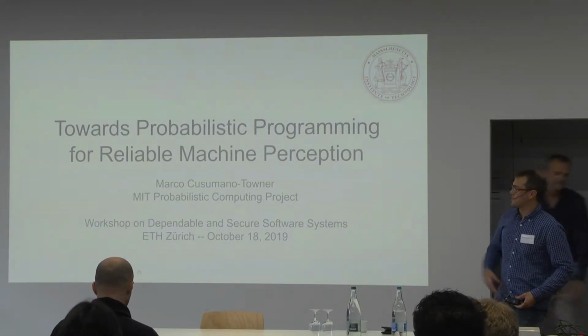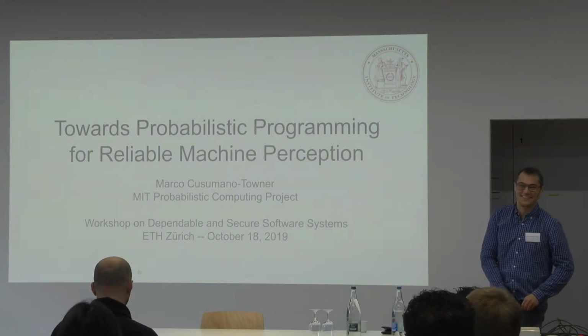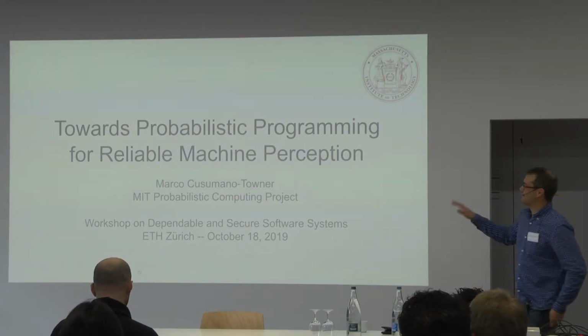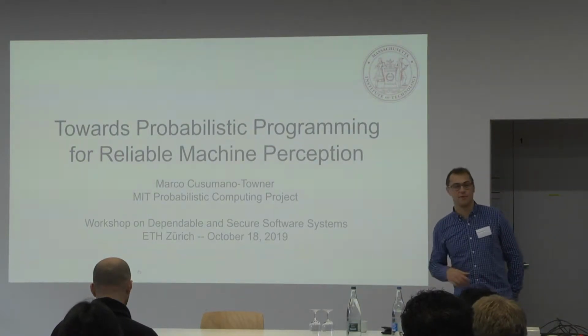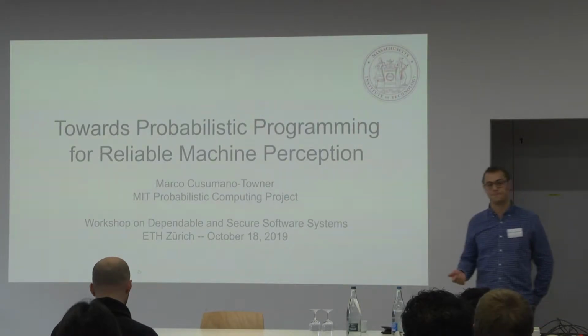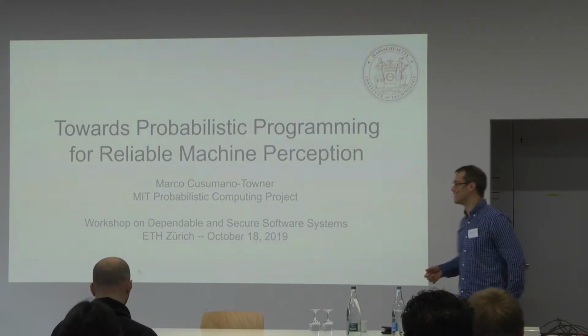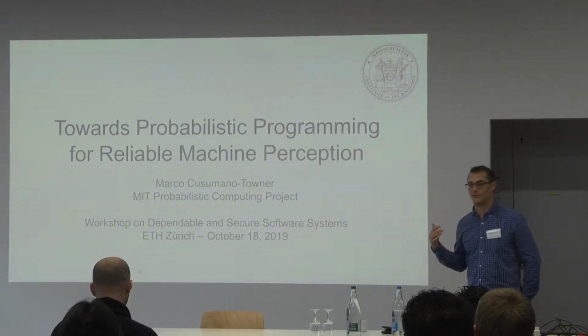So I took inspiration from an earlier talk today and added the word towards into the title. So I'll be talking about some work that we're doing towards using probabilistic programming for more reliable machine perception. And that's things like 3D computer vision and robotics. And this is about reliability at a different level than the earlier talks.